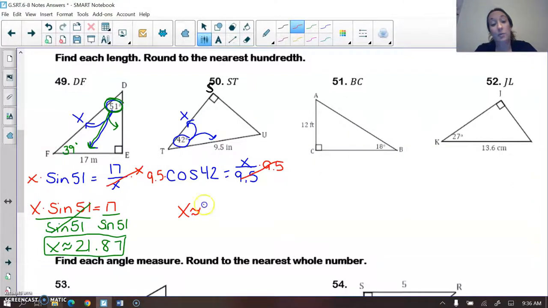And sorry, I didn't put my units on the last one. The units on the last one was meters. This one's inches.